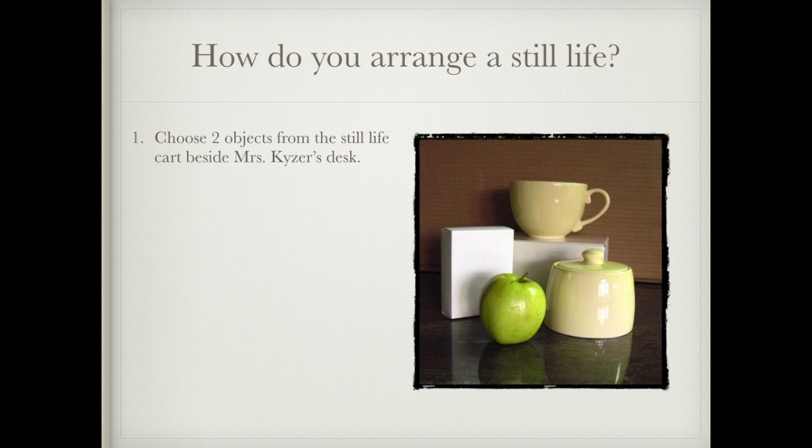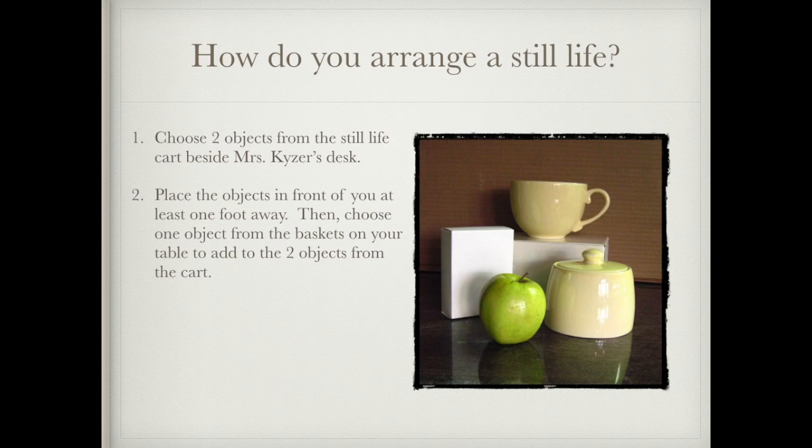First, you are going to choose two objects from the still life cart beside Mrs. Kaiser's desk. You may pause this video now to go do that. Second, you're going to place the objects in front of you at least 1 foot away. Then choose one object from the baskets on your table to add to the two objects from the cart.